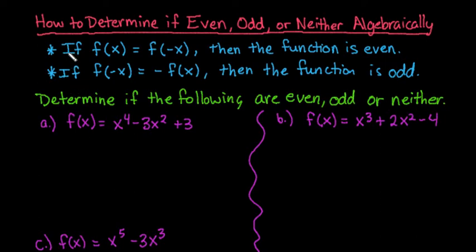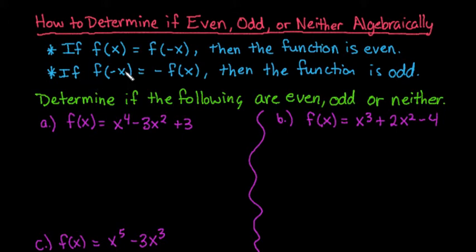Alright, so if I have an equation f of x and I plug in negative x for x, and I get the same output, then the function is going to be even. So if my original equation equals f of negative x, then we have an even function. If it is even, then you would stop testing because it can't be both even and odd at the same time. So if it is not even, then we're going to do the test to see if it is odd.